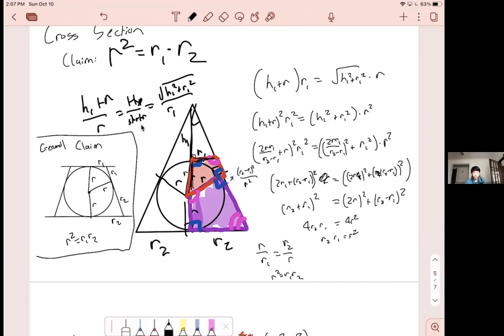If it shows up on the AMCs this year, I'll be very amused. And this is by similar quadrilaterals. Let's redraw it again. Purple and red are similar. Okay.